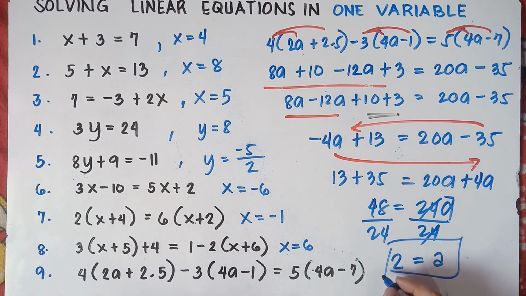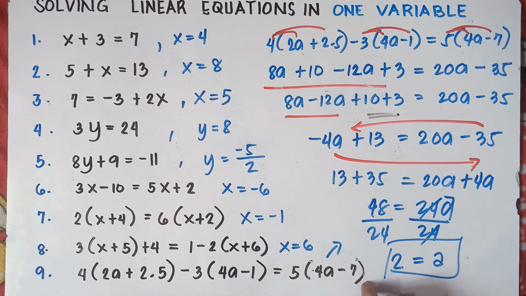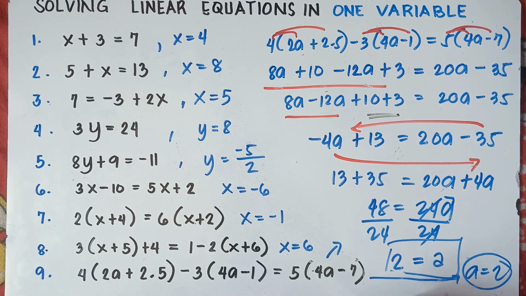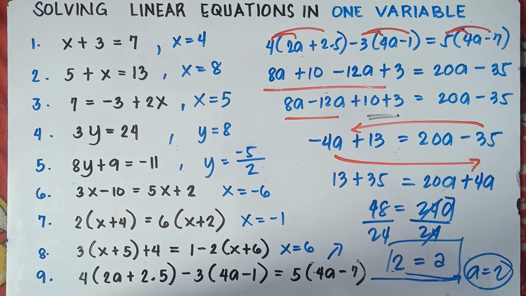Alright, so that's it, class. Number 9, our a is 2. We're told to find a for number 9. So our a is 2. This is the same, class. A equals 2 or 2 equals a. Alright, so that's it, class. That's how you solve linear equations in one variable.